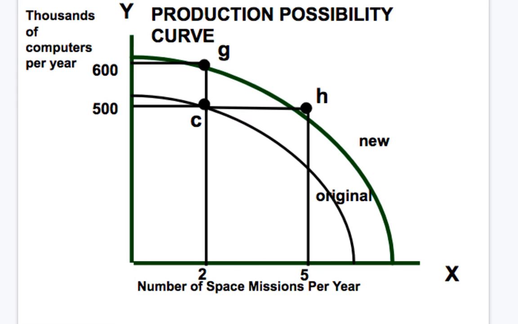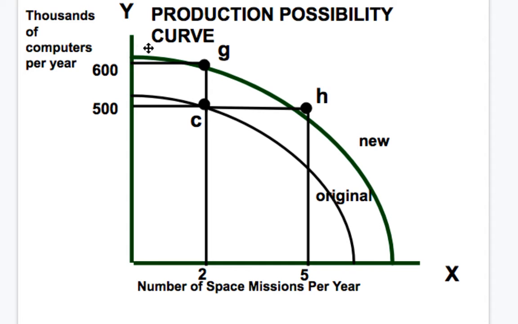So when we're looking at this curve, what you see is we have an original curve, our original PPF or PPC, and we're talking here about thousands of computers per year versus number of space missions per year. Before, we started at C, where for every 500 computers we were able to produce, at the same time, 2 missions to space. Now, with technology advancing, the invention of new types of capabilities or advancement of different technologies, we see that the curve can grow out or move to the right.